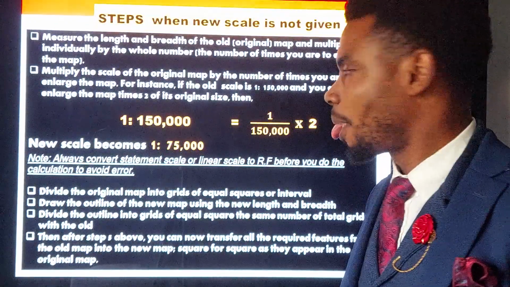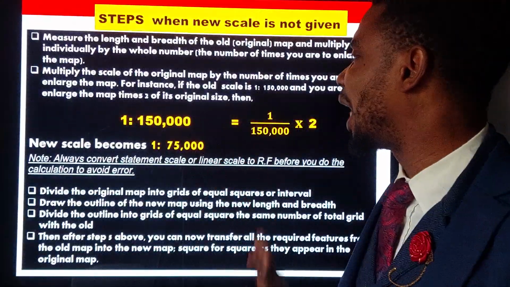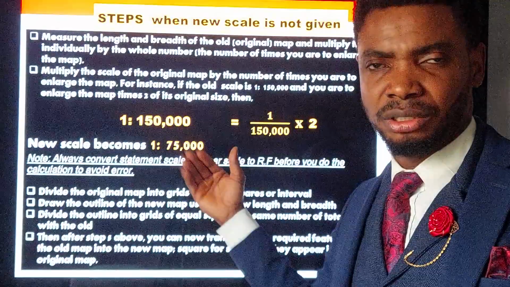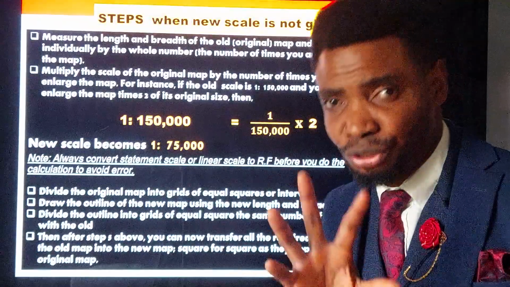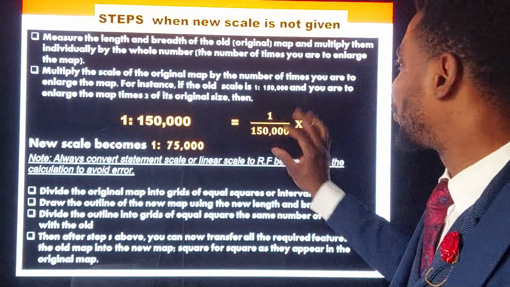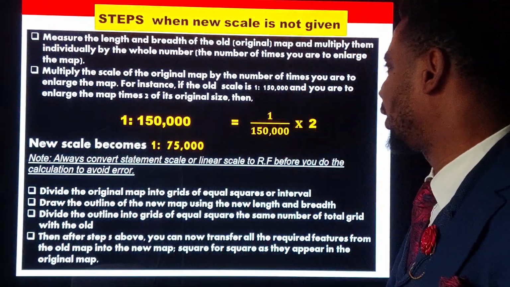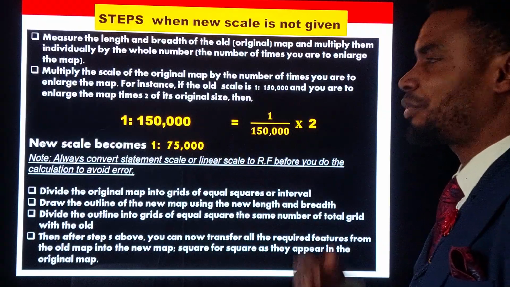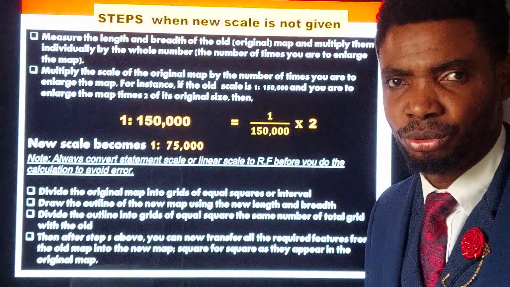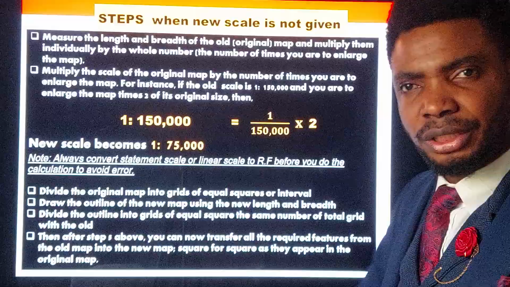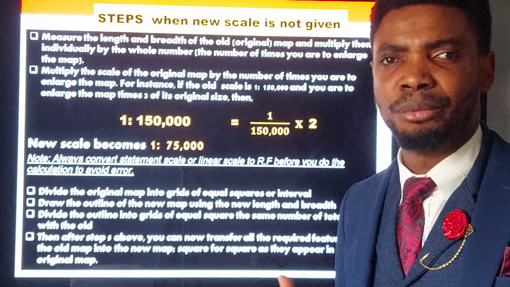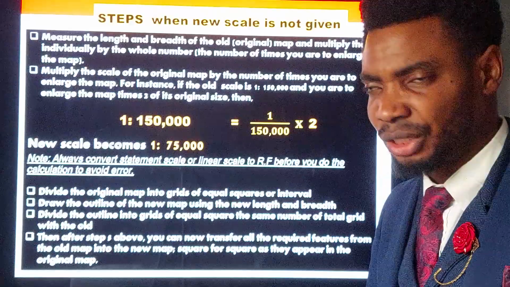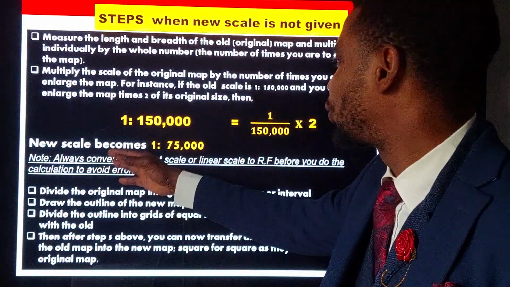Automatically you can see now that 1 to 150,000 is smaller than 1 to 75,000. So invariably, if you use the formula, 150,000 divided by 75,000, you are going to get 2. The same way it suggests to you that you are to enlarge the map by twice its original size. So the new scale becomes this.